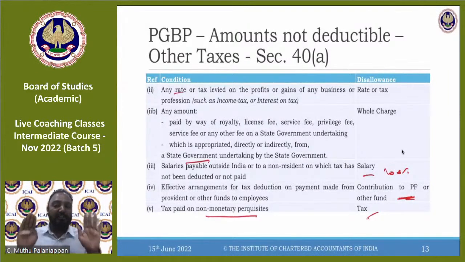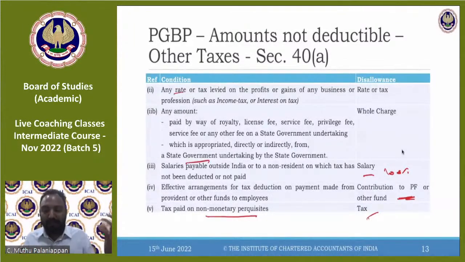Again, there is no correlation. I can only tell you what is a provision here and what is a provision there. There is no comparison, because that is from the angle of the employee and this is from the angle of the employer. These are two different things. So I can only tell you the provision, what it is here and what it is there.